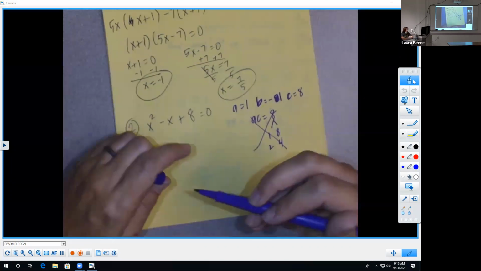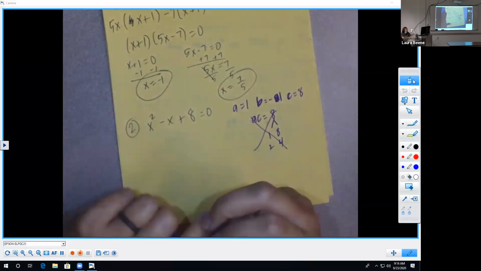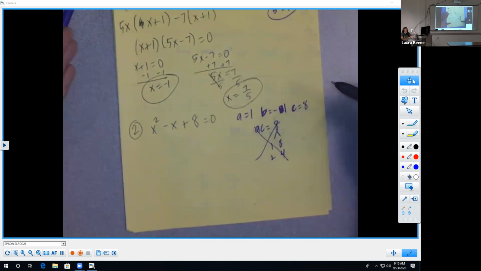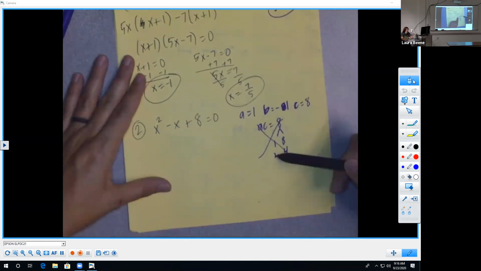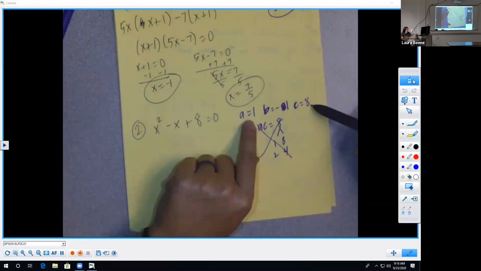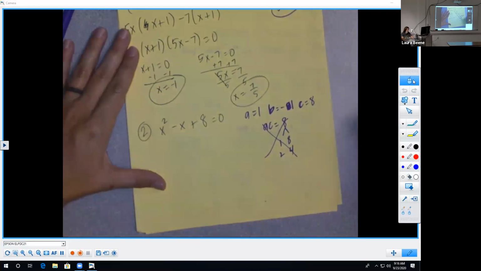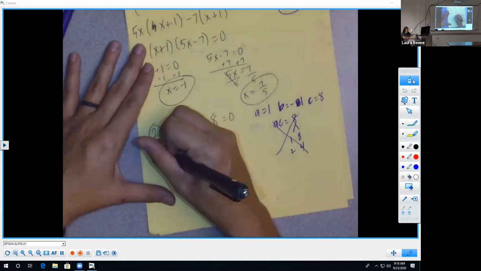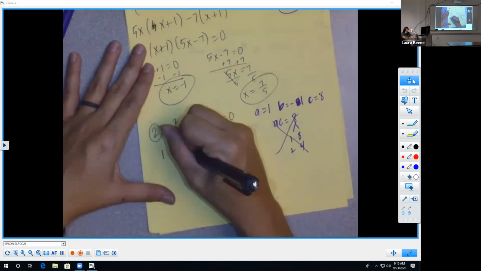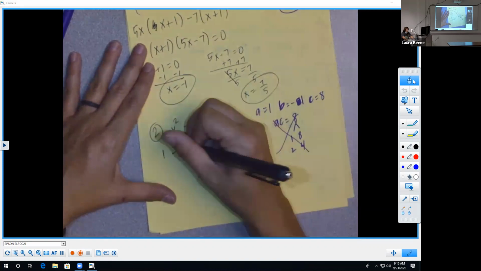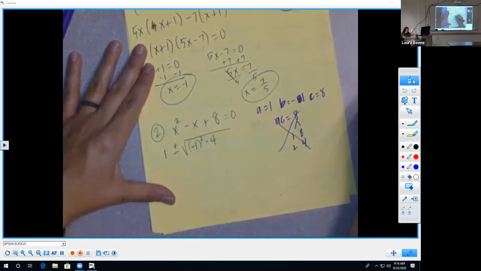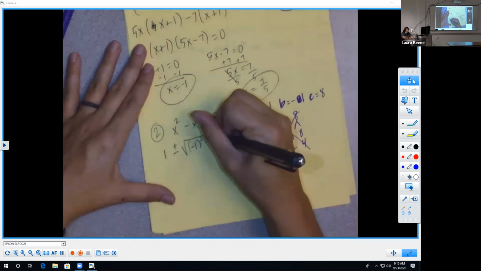Okay, so if it doesn't factor, what do we have to do? Quadratic formula. The nice thing about trying to factor first is we didn't do that much extra work here, right? Like quadratic formula, we still write a, b, and c. So let's put it in the quadratic formula. So -b is +1 plus or minus the square root of -1 squared minus 4 times my a value is 1, my c value is 8, all divided by 2 times 1.